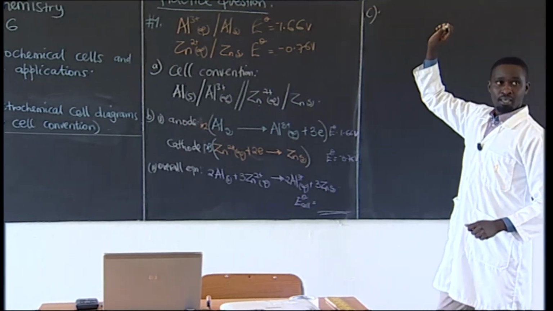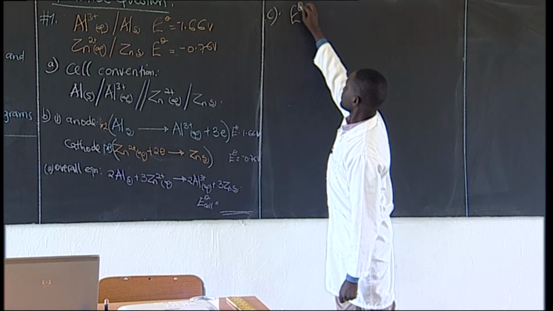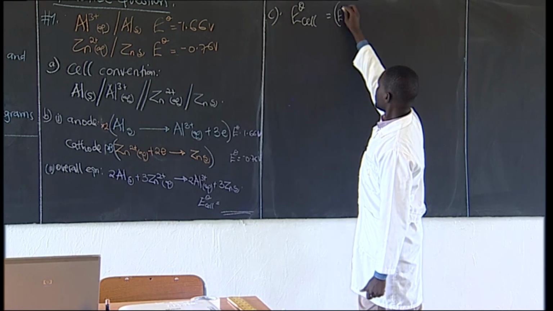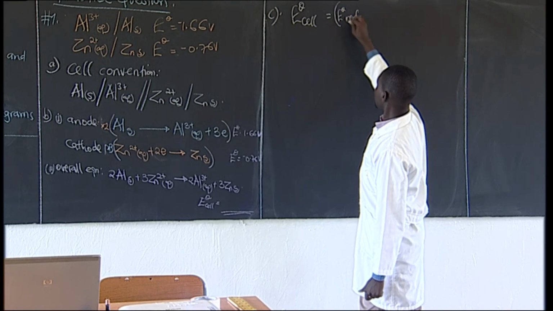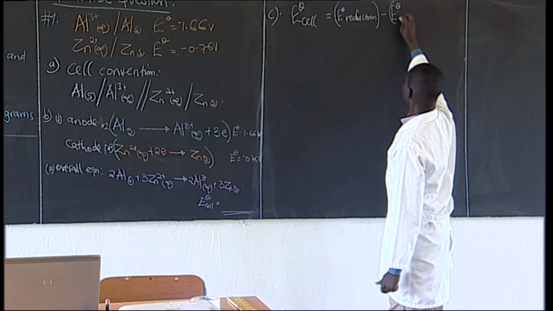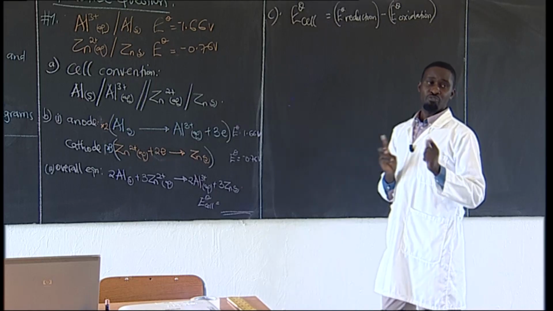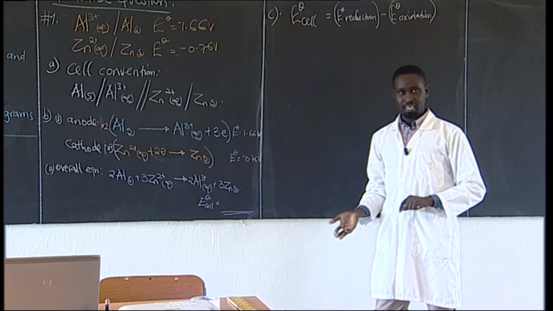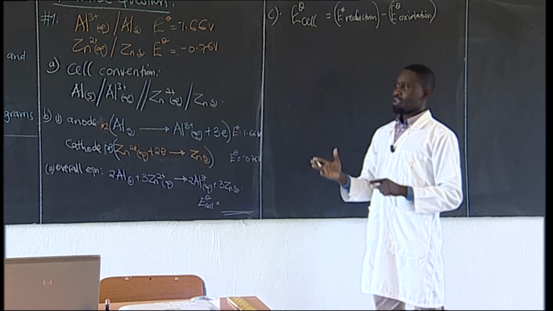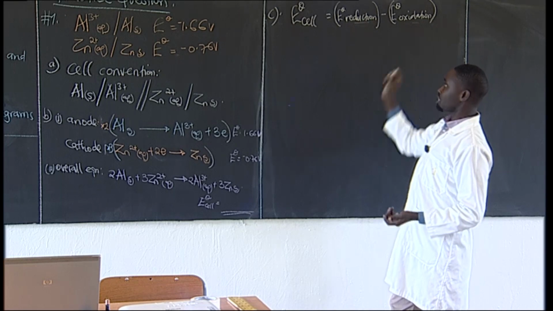Part C. Calculate the cell EMF, the E theta for the cell. As we looked at it, E theta for reduction minus E theta for oxidation. I'm using these words oxidation and reduction not to confuse you with left-hand side, right-hand side. Some people will confuse the presence of e and the absence of e and get it wrong. So the best is to use reduction side and oxidation side.